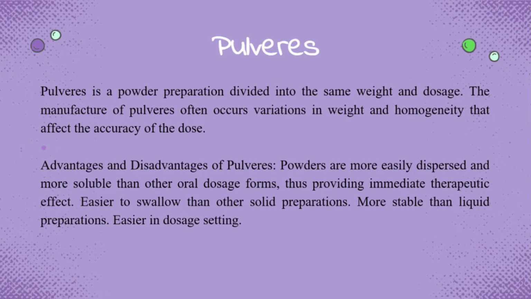Before we start the practicum, I am going to explain what pulveres is. Pulveres is a powder that is prepared and divided into the same weight and dosage. The manufacture of pulveres often results in variation in weight and homogeneity that affects the accuracy of the dose.